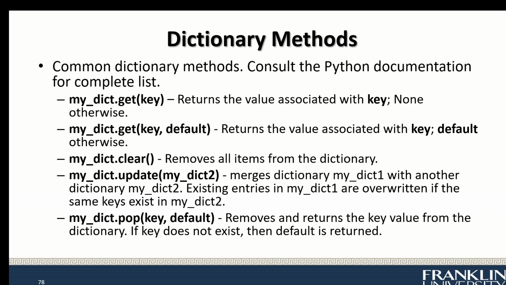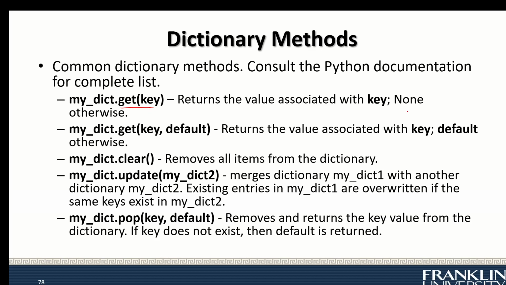Dictionary is a Python object, and like string and list, you know that there will be some methods associated with it. These are probably the common dictionary methods that you're going to use. First is get. The dictionary.get method: you can get the key, and it will return the value associated with the key.